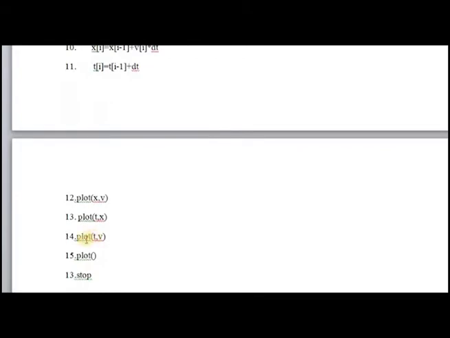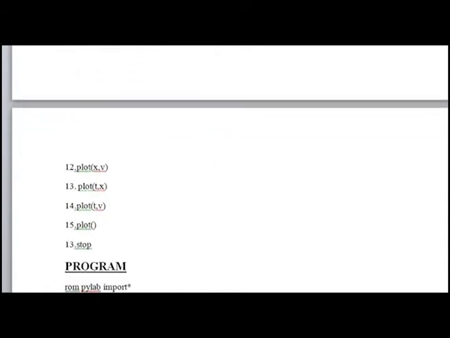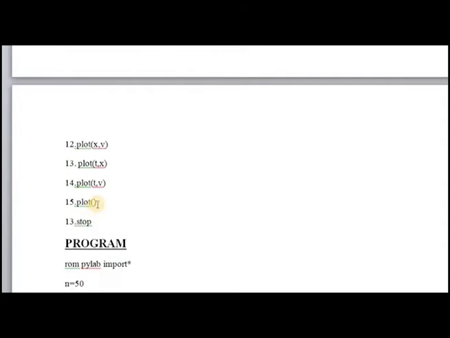Okay, next what you have to do, you can plot x versus v graph, which is the phase space plot, then x versus t, v versus t, velocity time graph, position time graph, etc. This is not necessary. Stop. Right.